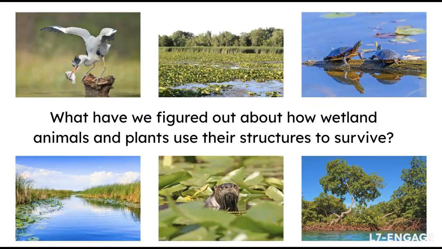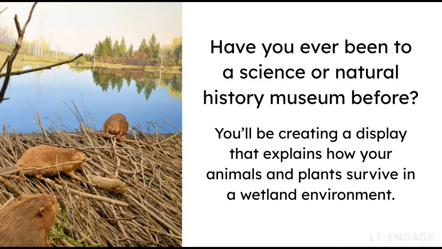You'll begin the Lesson 7 Engage by asking students what they have figured out about how wetland animals and plants use their structures to survive. You'll ask if they've ever been to a science or natural history museum before and show them an image of an exhibit. You'll explain that they're going to make their own displays about the wetland plants and animals they've researched and how they survive in their environment.